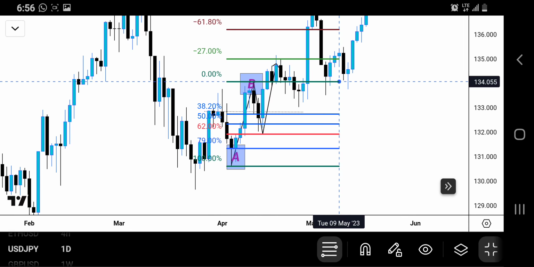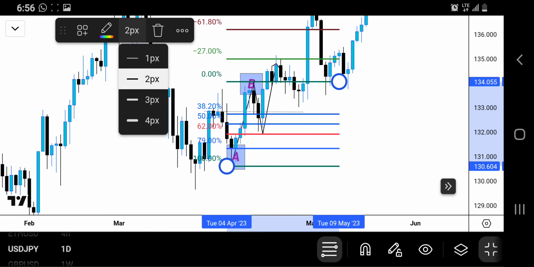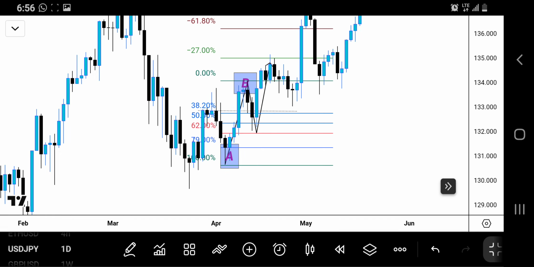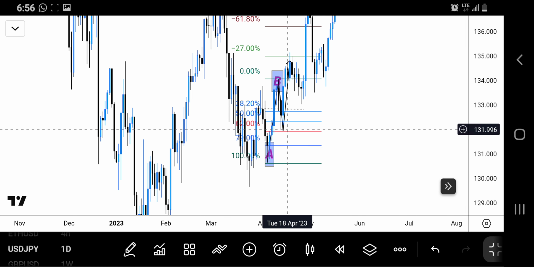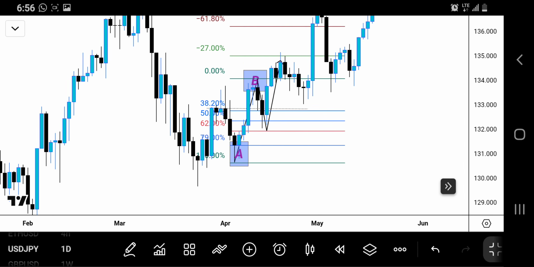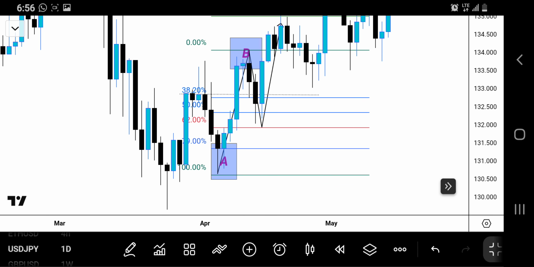So now you can already spot it. Let me make this Fibonacci line tinier so that you can see. Okay, so you're already watching it with big lady. Now see right here, that is point C.